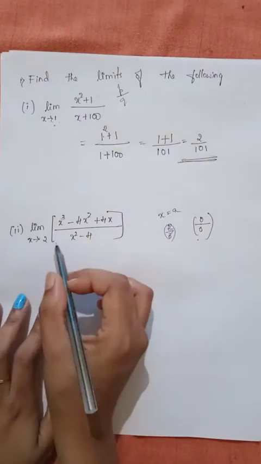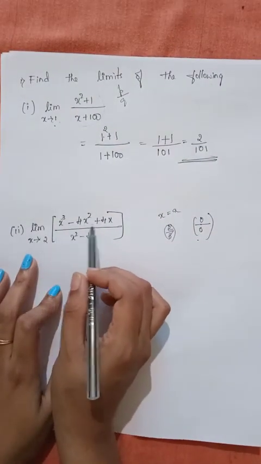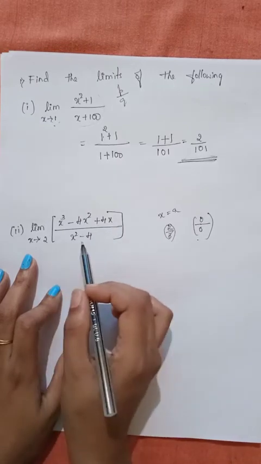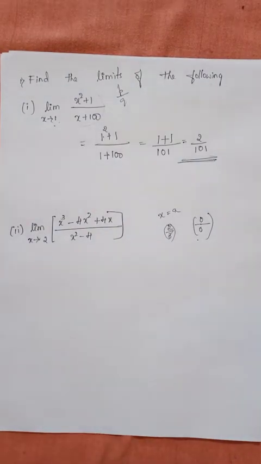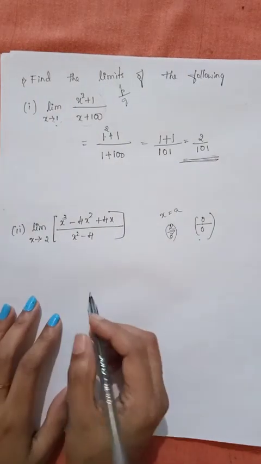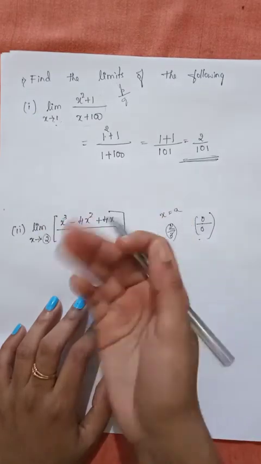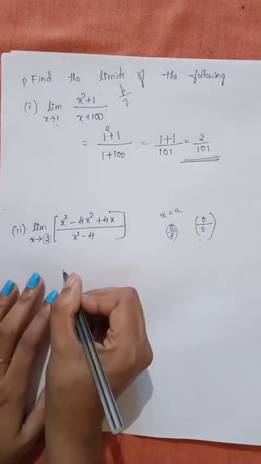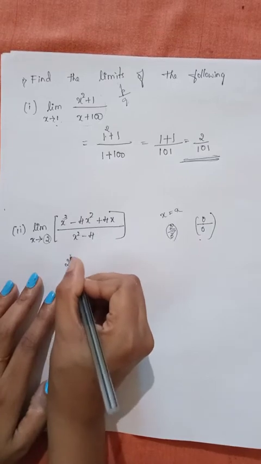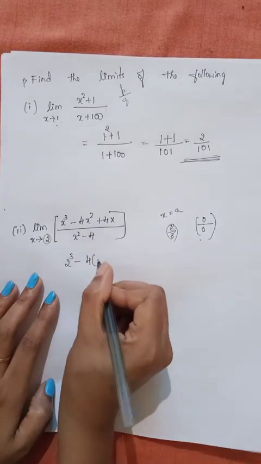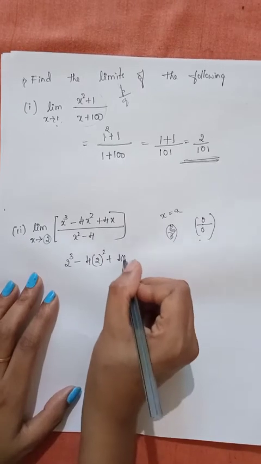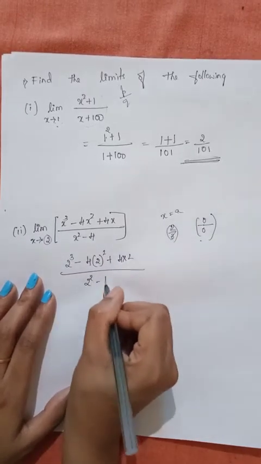Coming to the next question. What is the next question? Limit of x cube minus 4x square plus 4x divided by x square minus 4. What you have to do first, you can see this is a rational function. So what is the first step? Put x is equal to 2, correct? You have to find the limit as x approaches 2. If you put x is equal to 2, what you will get, we'll check. You will get 2 cube minus 4 into 2 square plus 4 into 2 divided by 2 square minus 4, correct?